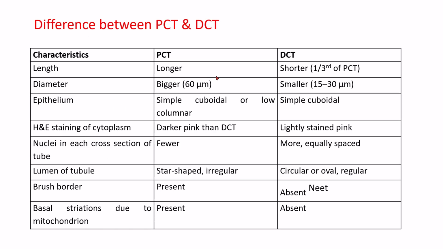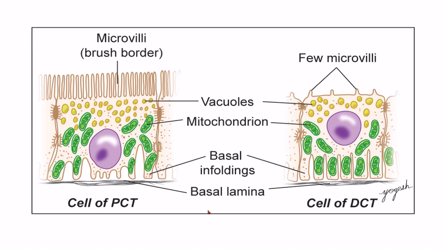Comparing PCT and DCT: the PCT length is longer, the DCT is shorter; the PCT diameter is bigger, the DCT is smaller. The epithelium is simple cuboidal, darker in the PCT compared to the DCT and lighter in the DCT compared to the PCT. The DCT has more nuclei, more equally spaced. The lumen of the tubule is star shaped or irregular in the PCT, circular or oval in the DCT. Brush border is present in the PCT and absent in the DCT. Basal striations due to mitochondria are present in the PCT and absent in the DCT. Here you can see the basal enfoldings with mitochondria and the brush border. Here there is absence of brush border.